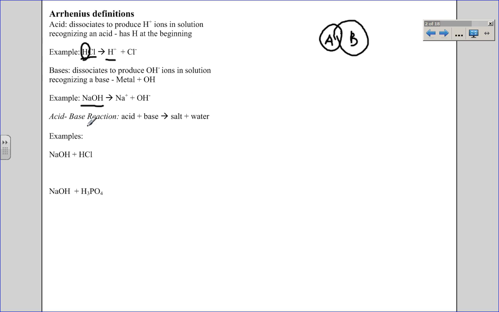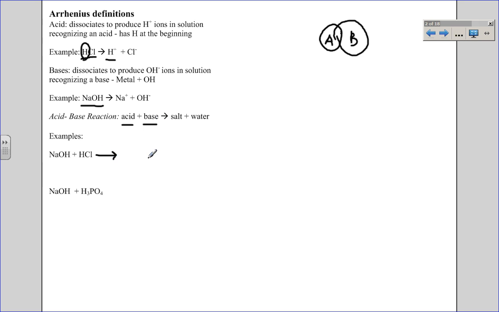Now, by definition, under Arrhenius, when an acid and a base combine, they will produce salt and water. Essentially, what happens when you have an acid and base combining is that you have neutralization. So the acid will lose its acid properties, and the base will lose its basic properties, and we will be left with a neutral solution.